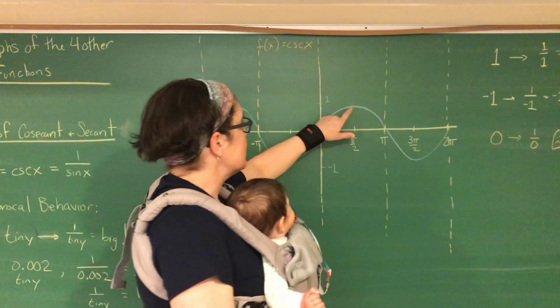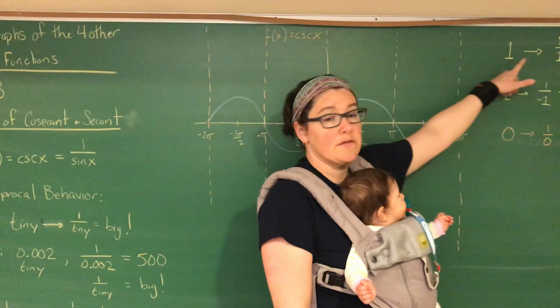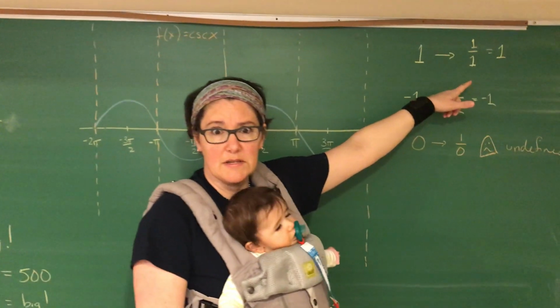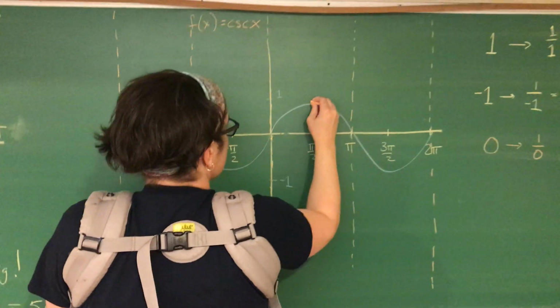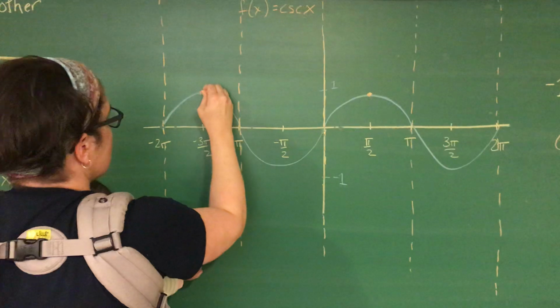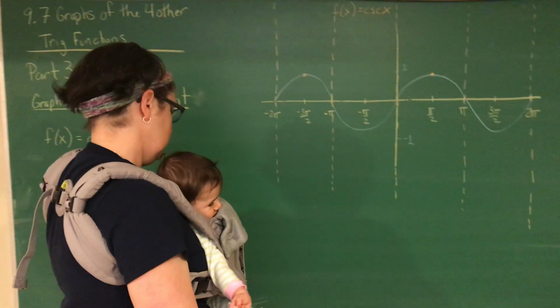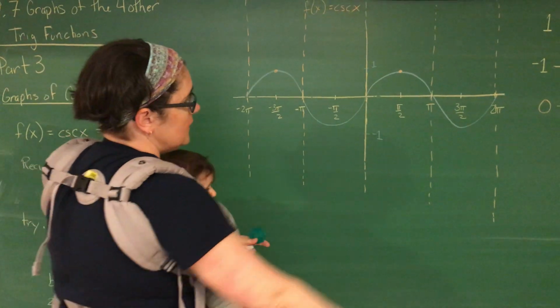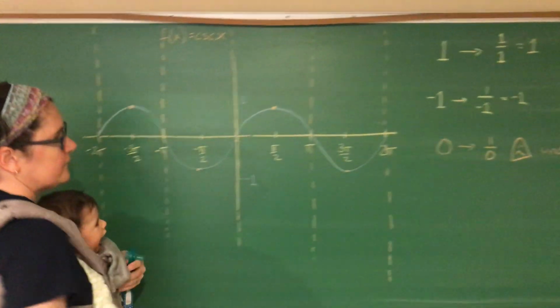Every time that our sine function has a height of 1, our reciprocal function, our cosecant function, will also have a height of 1. So our cosecant function is going to touch our sine function at the tops of the hills, and the reciprocal of negative 1 is itself as well.